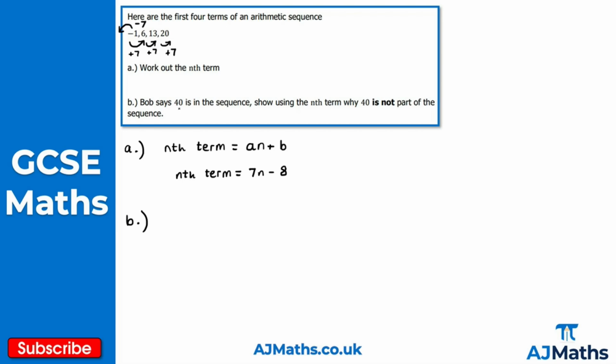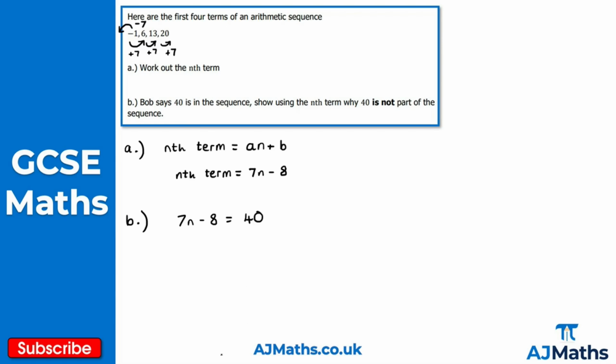So remember, if we want to show that a number is or isn't in the sequence, what we need to do is use the nth term. So I take my formula for the nth term and I set it equal to that number, and we're going to check whether it's in the sequence. I've got 7n minus 8 is equal to 40.